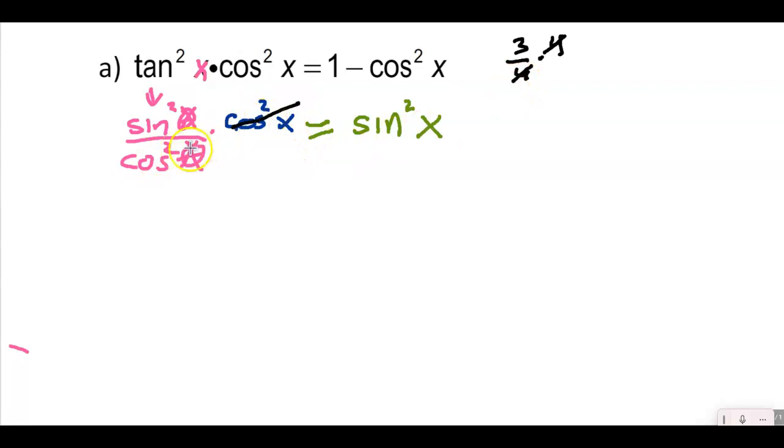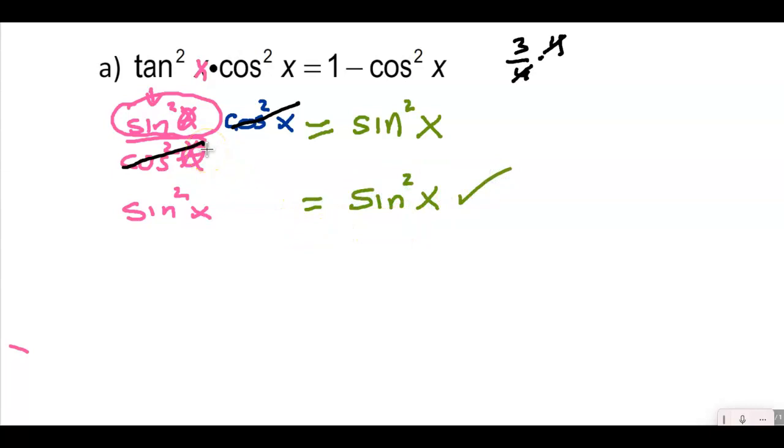I have a cosine squared x on top, a cosine squared x on the bottom, and voila, I have proven my identity because I have sine squared x on the left. That's what's left over. And I have sine squared x on the right. So I am finished. So that's the goal on every problem. It's just to have the same thing on both sides.